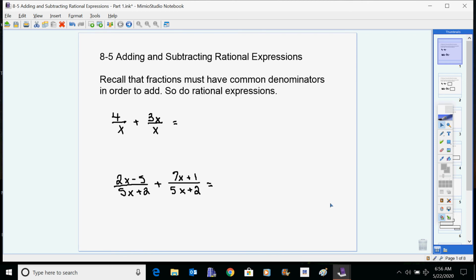You have to remember that rational expressions are very much like regular old fractions, which means that you need to think about things like common denominator for adding and subtracting. We don't do that for multiplying and dividing like we saw yesterday.